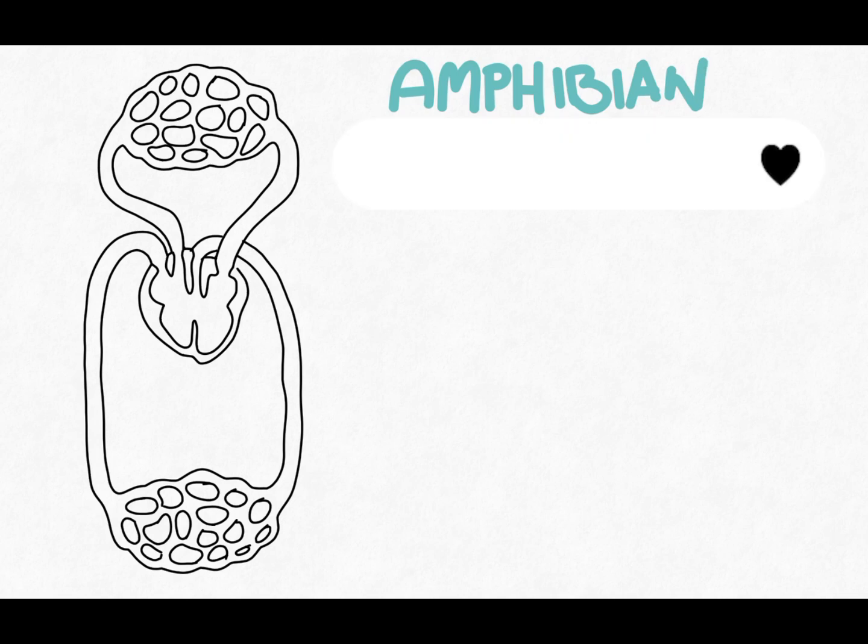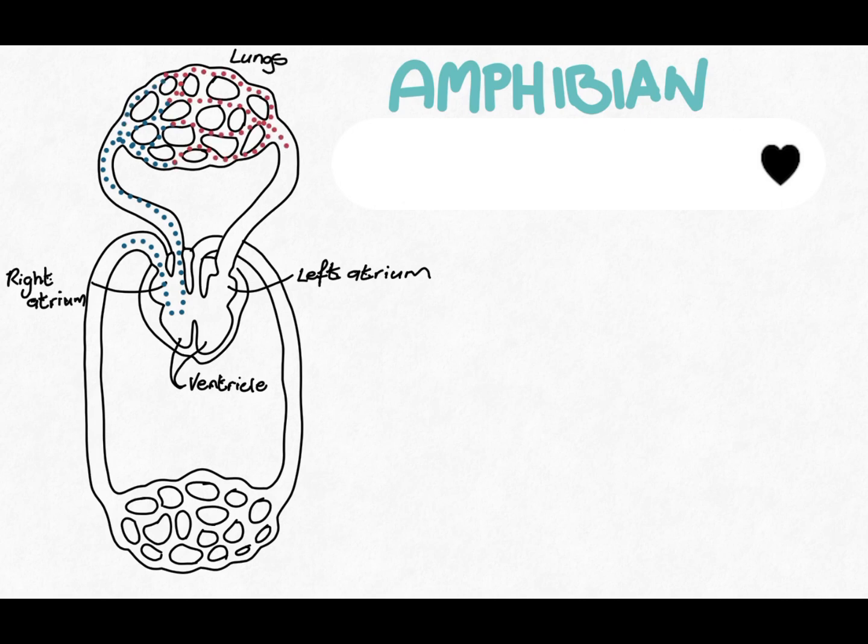Now, the amphibian heart is made up of 3 chambers. It has the left atrium, as well as the right atrium, and then only one ventricle. Now, deoxygenated blood will enter the right atrium, move towards the ventricle, and then up towards the lungs. Here, the blood will become oxygenated and then move back towards the heart.